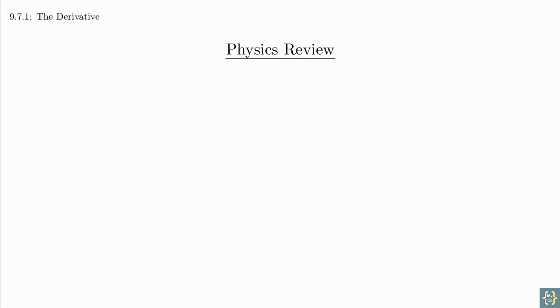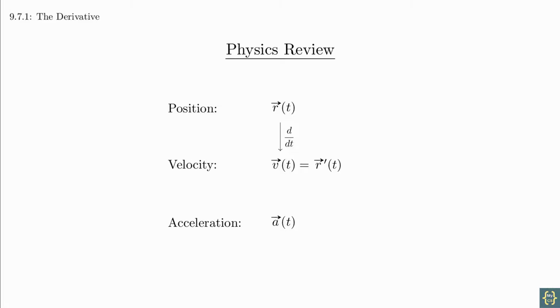Since physics is one of the main applications of vector calculus, we're going to do a quick review. In physics, we can talk about the position of an object by using a vector. The idea of velocity is how quickly your position is changing with respect to time, so the derivative of position is velocity. Acceleration is the change of velocity. Intuitively, if you're speeding up, then your velocity is increasing, and if you're slowing down, then your velocity is decreasing. Speeding up and slowing down are accelerations, and acceleration is the derivative of velocity.